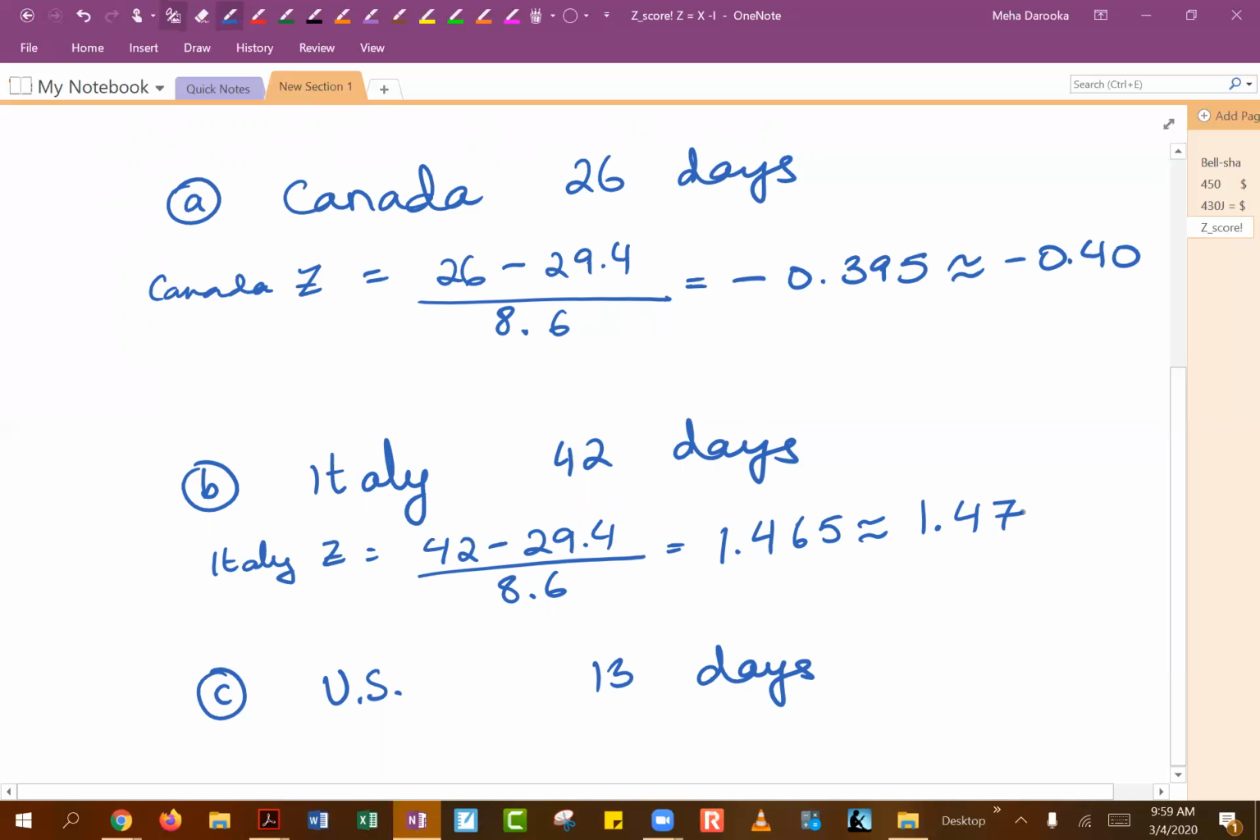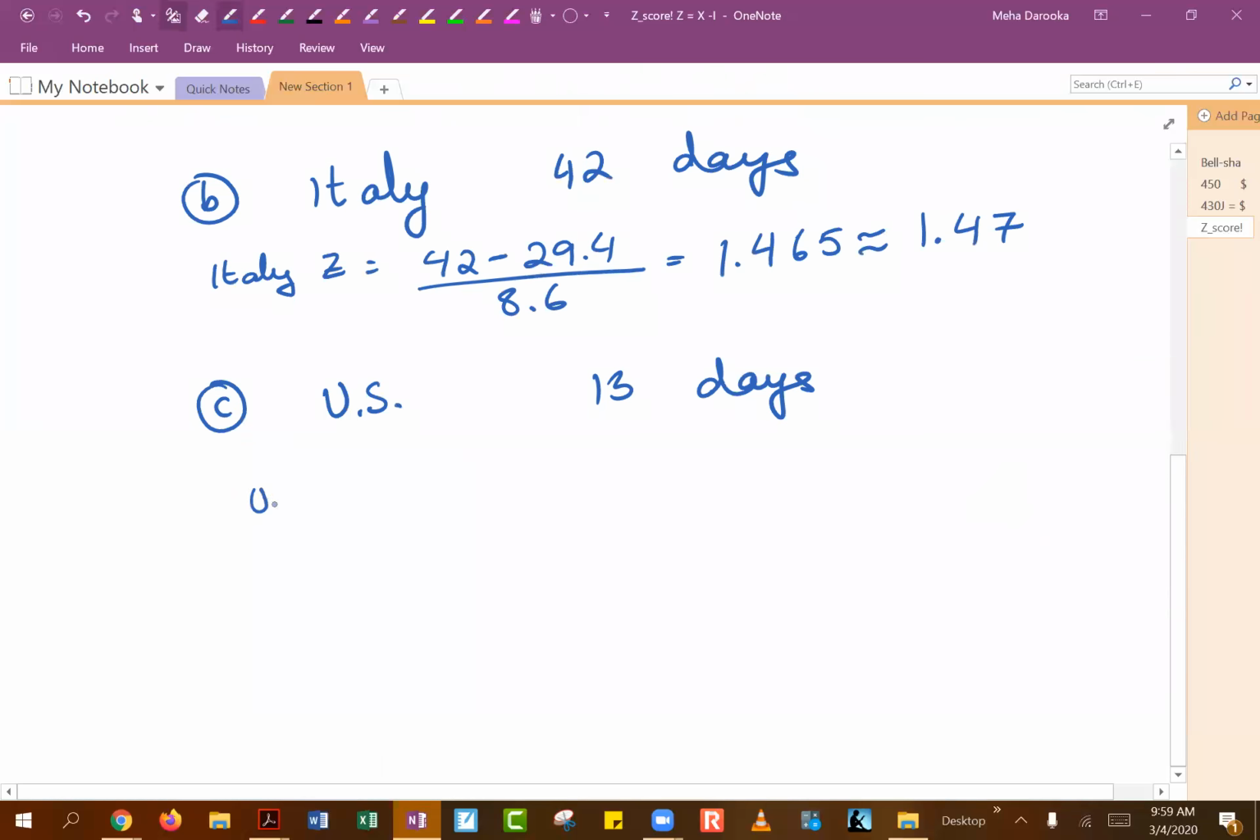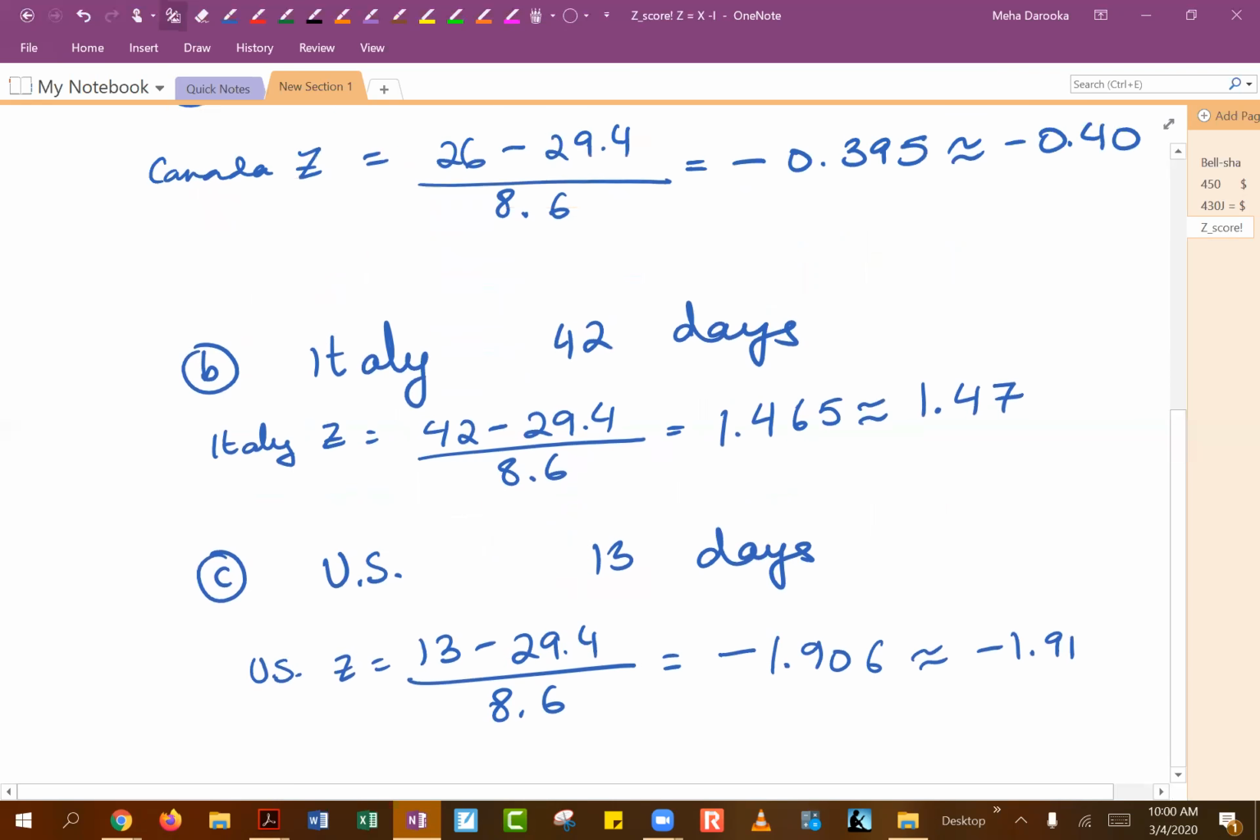And seems to be not looking very good for the US. We're only at 13 days. And what did that come out to be? It's going to be negative something. -1.906, it looks like. We'll round it to 2 decimal places, make it -1.91.